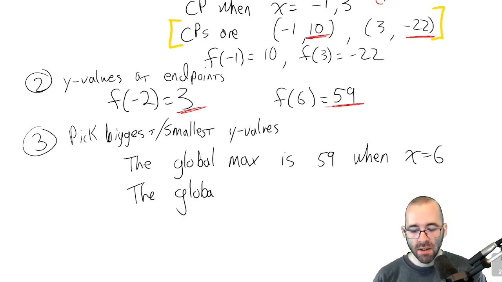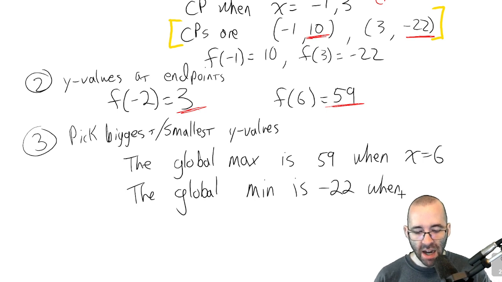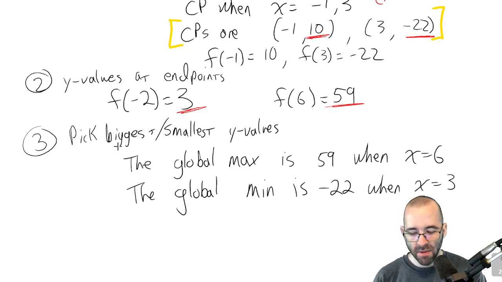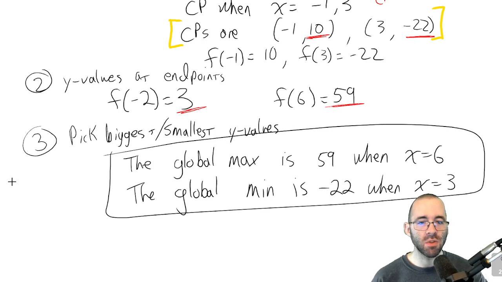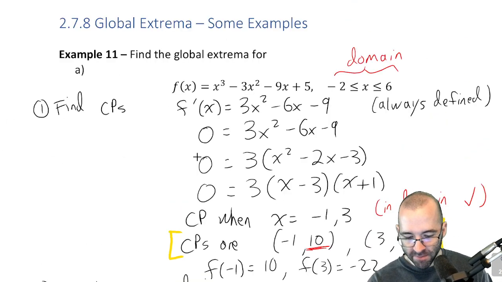The global min, what was the smallest number? Not 3, actually negative 22. The smallest this function gets on this interval is negative 22, which is when x equals 3. That's our global extrema, and that's the best way to phrase our answer. There we go. Let's check it.